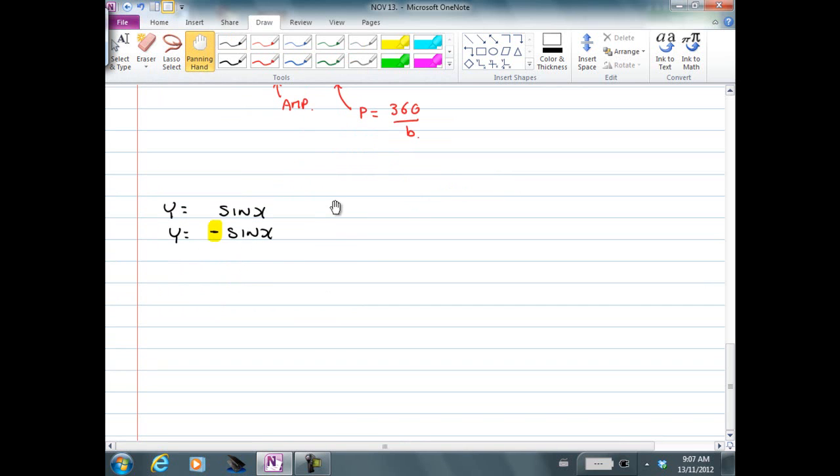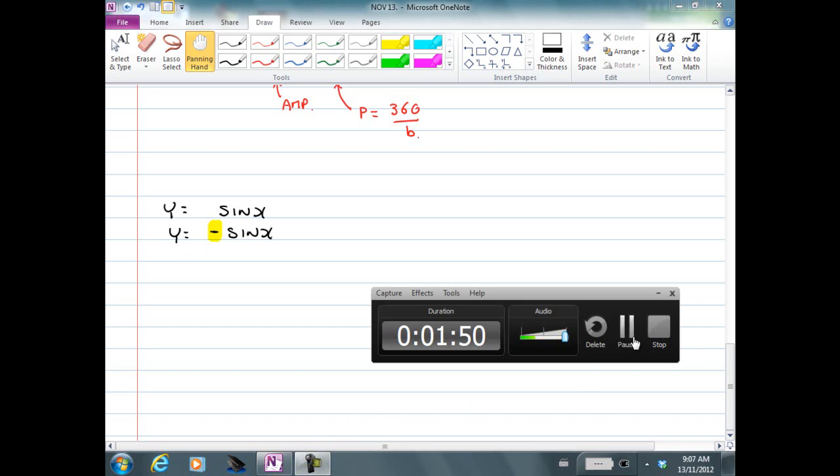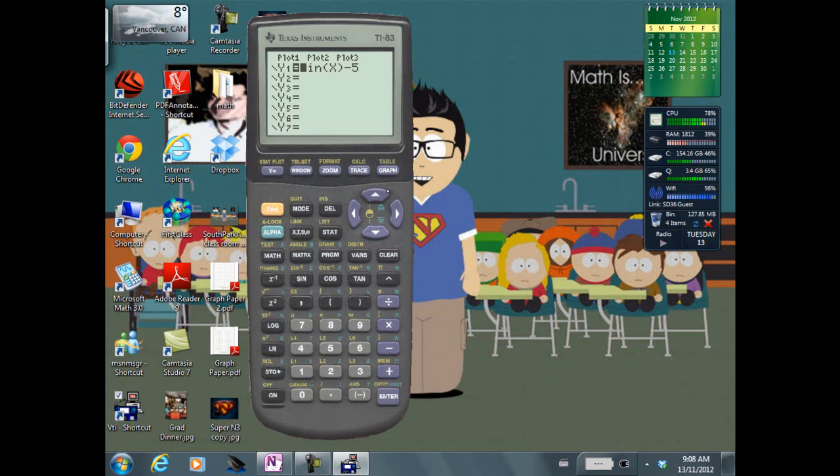A sine graph. Grab your calculator. I want you to graph sine X for Y1 and graph negative sine X for Y2. And I want you to tell me, what does that negative sign do? So I'm going to pause it. Grab your calculator. I'm going to just input sine X as your first one. Y2 is negative sine X.